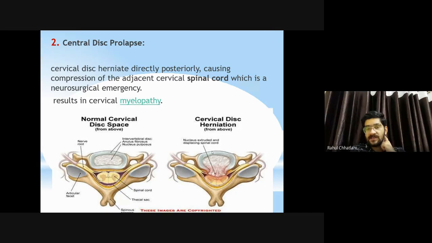So if it happens in the cervical region, all of this will lead to quadriplegia. Cervical myelopathy: myelo relates to the spinal cord and pathy is abnormality in the spinal cord. Yes, so any abnormality in the cervical spine because of the compression, because of the posterior movement of the IV disc, is termed cervical disc prolapse, which is the main emergency condition leading to cervical myelopathy.